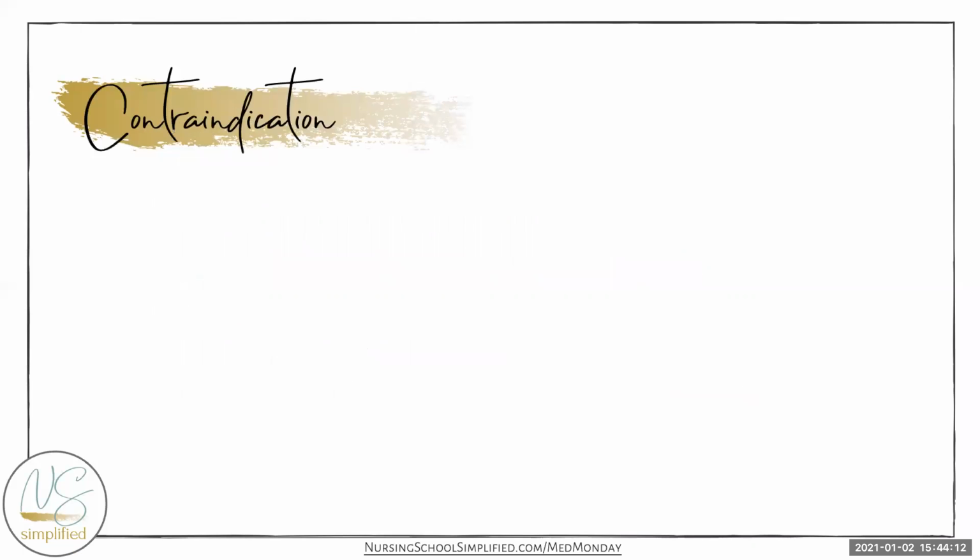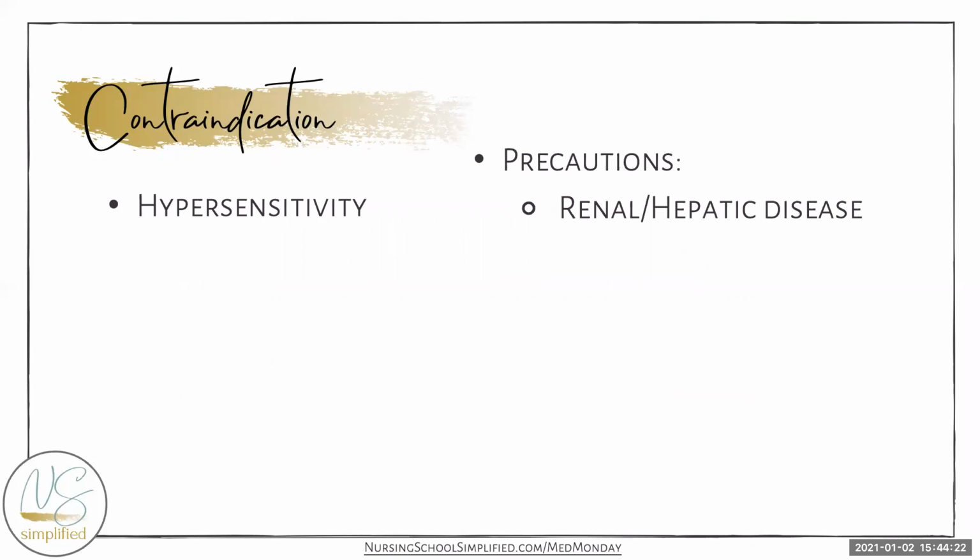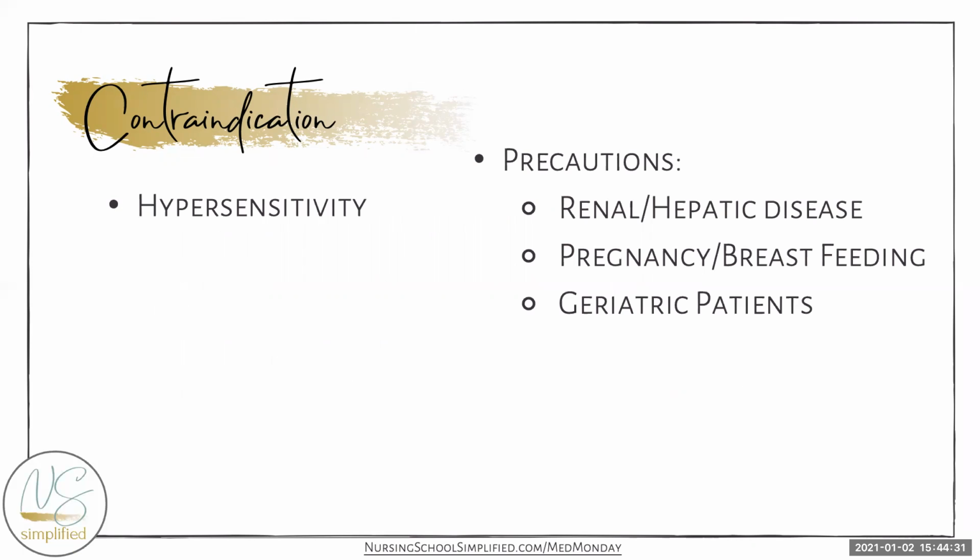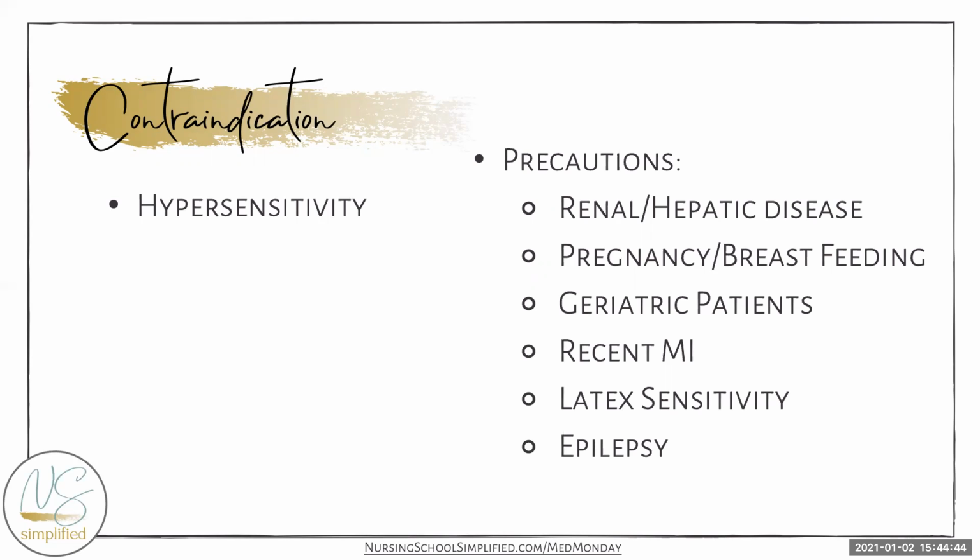So, our contraindications, or why we don't give this medication, include hypersensitivity, but we can give this precautiously in patients with renal and hepatic disease because we're watching for clearance, patients who are pregnant or breastfeeding. We want to monitor our geriatric patients, again, because of clearance, patients with recent MI, patients with latex sensitivity, and patients with epilepsy because it can cause seizures.